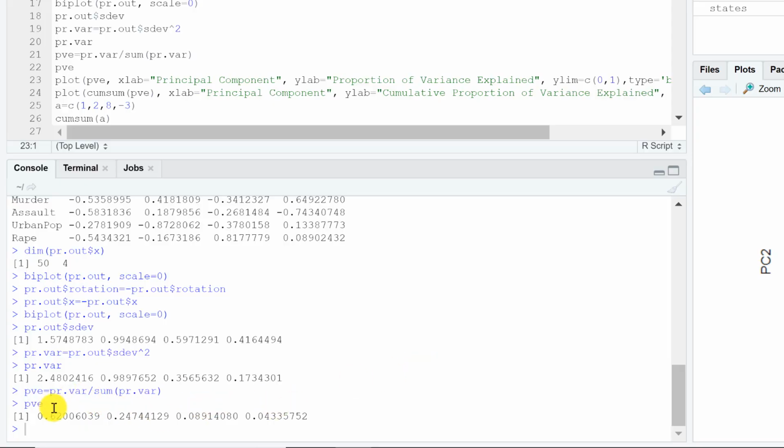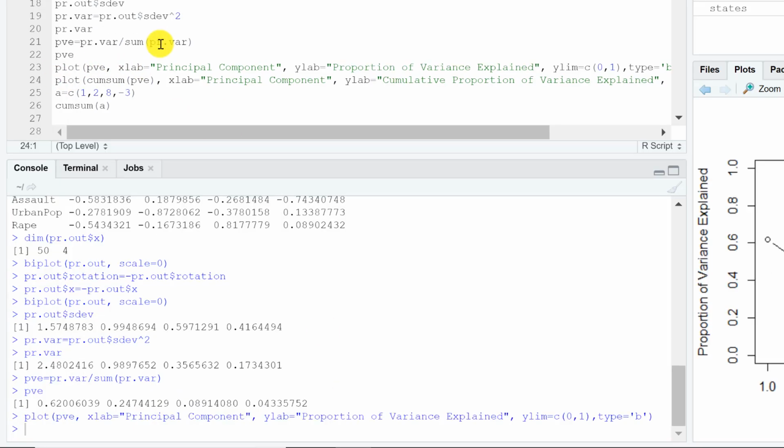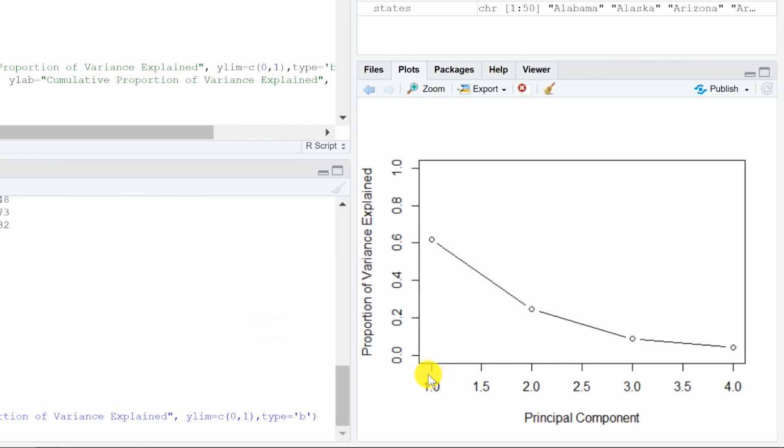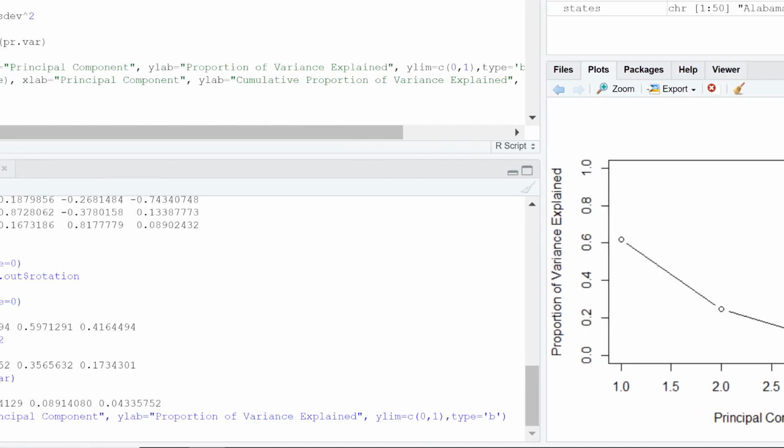And so PVE is going to give us the proportion of variance contained in each of those four principal components. So the first PC has 62% of the variance, or 62% of the information. The second one has 24% of the variance. And then these third and fourth don't have much of the information. And we can plot these proportions of variance. So this plot shows us on the vertical axis the proportion of variance for that single principal component, and the horizontal axis is the number for the principal component.